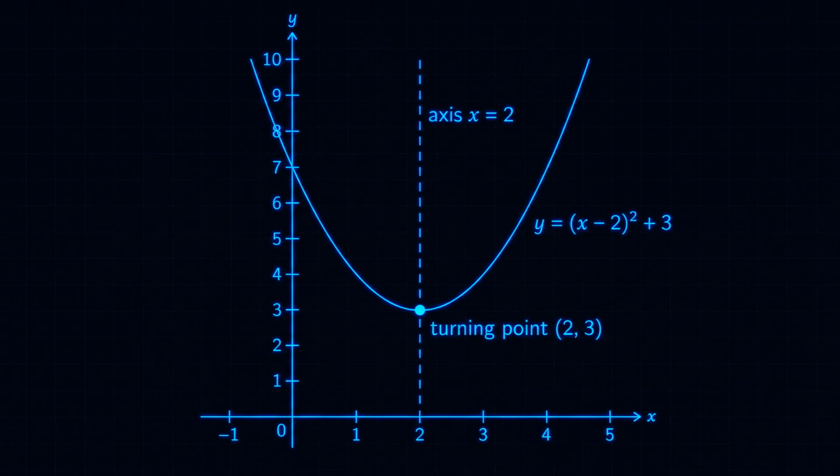Now let us picture it. Here is the parabola. Its lowest point, the turning point, sits at (2, 3), and the dashed line x equals 2 splits it into two matching halves that rise up on both sides.